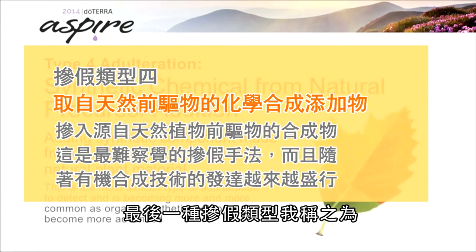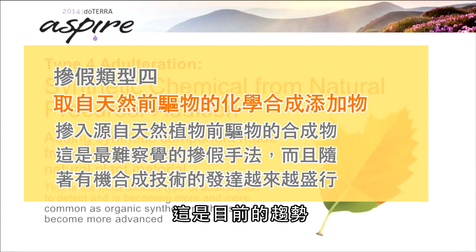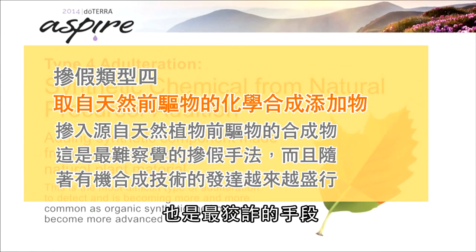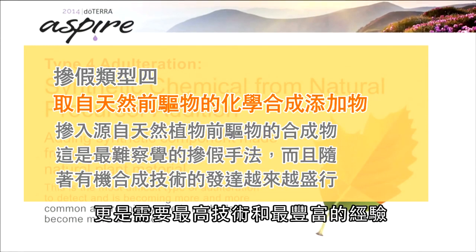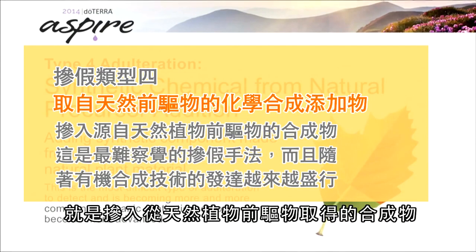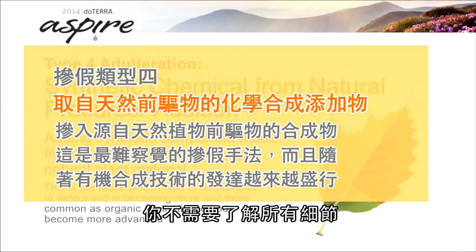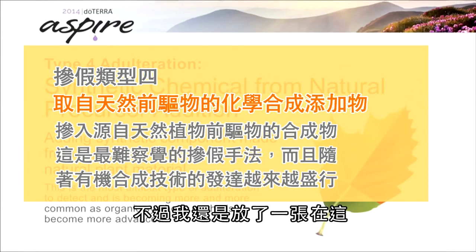The final type of adulteration is what I like to call synthetic chemical from natural precursor addition. Now this is where everything is heading, and this is where things get the trickiest and where it requires the most expertise and the most experience to be able to tell this type of adulteration. Basically, we're adding a synthetic component that's made from a precursor that came from natural plant material. Now that sounds complicated, but it's really not that. You don't need to know the details of the processes that go on, but I've put one up here.